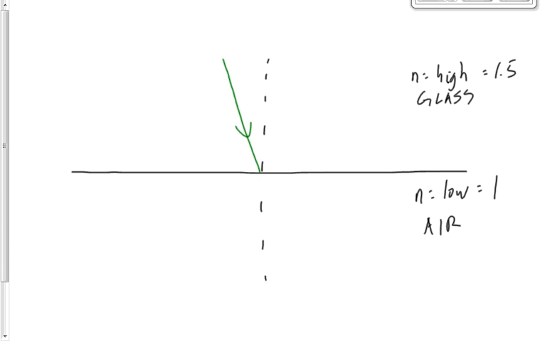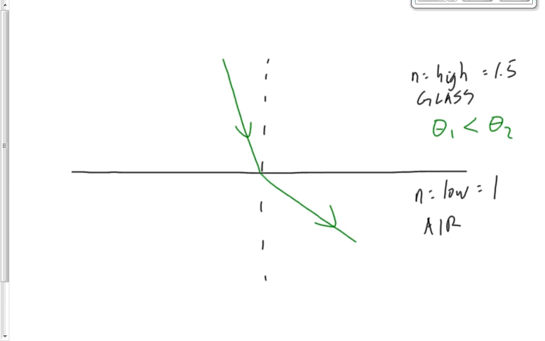What's going to happen to it? Speed up or slow down? Speed up. Yeah. As a result of speeding up, the angle is also going to increase. So instead of bending toward the normal line, it's going to bend away from the normal line like this. We're going to find in this case that theta 1 is less than theta 2. So instead of the angle decreasing, the angle is going to increase.